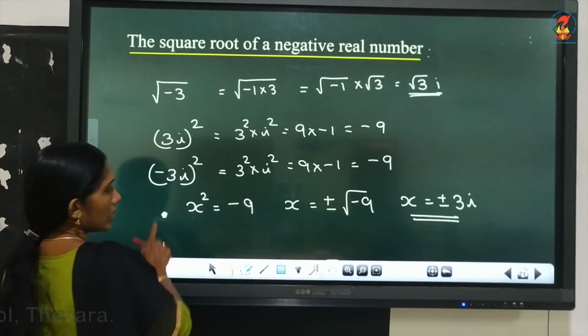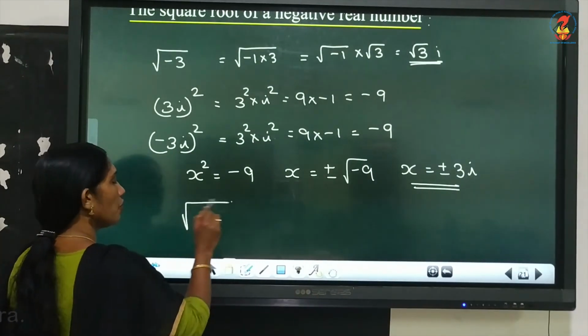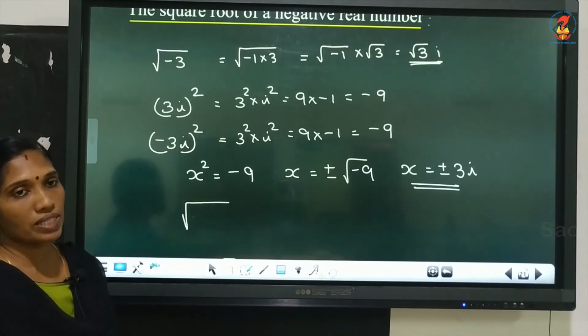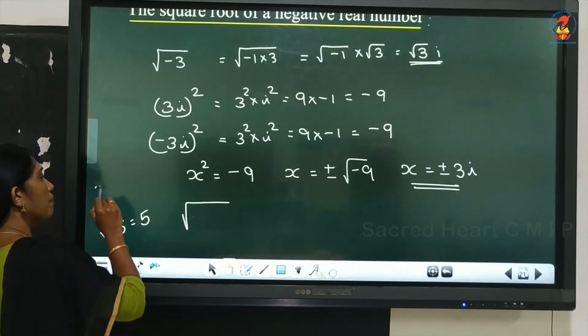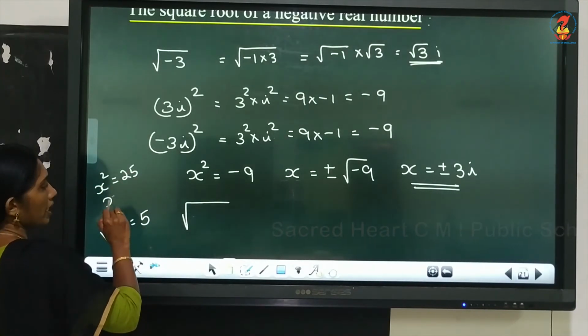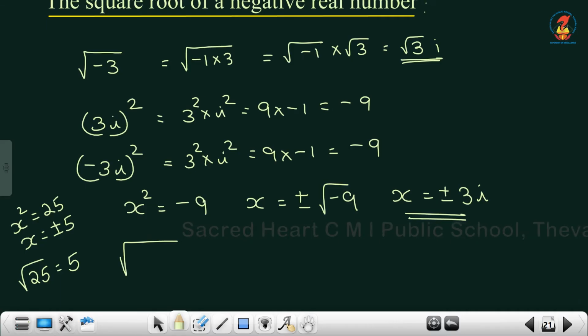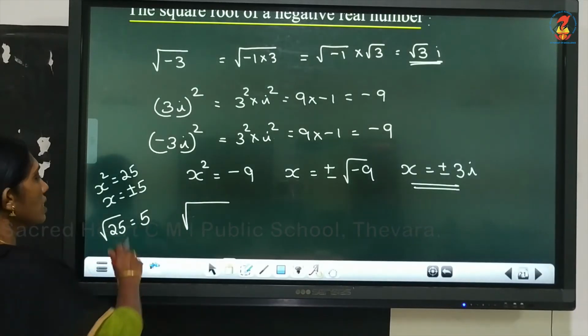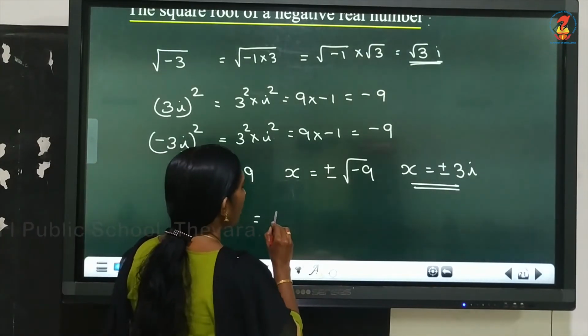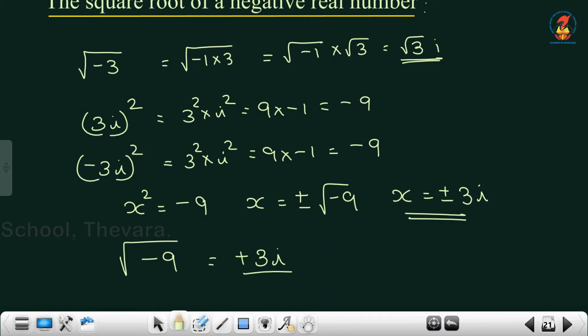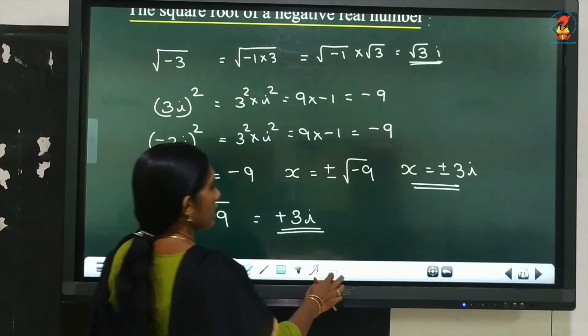But this root symbol, that also you have studied, this root symbol indicates only positive value. Root of 25 is plus 5 only. But x square equal to 25, then you can write x as plus or minus 5. That is the difference. Understood the difference? This root symbol indicates positive value only. So here when I write root of minus 9, then we have to write only positive 3i. We can't write minus 3i since this sign indicates positive value.